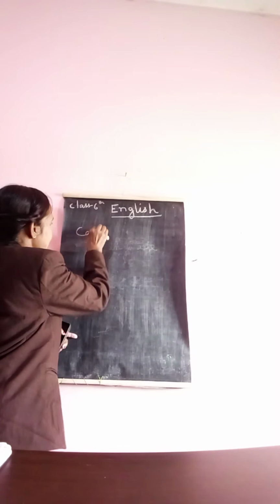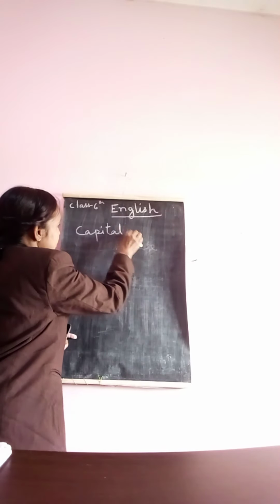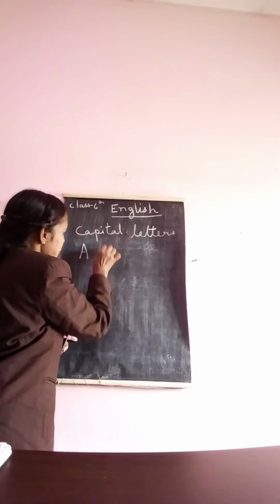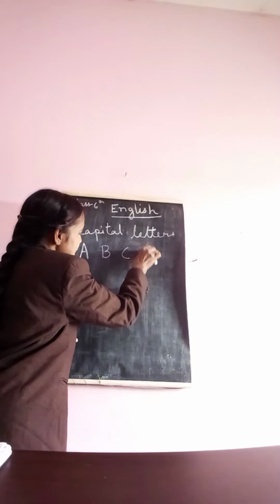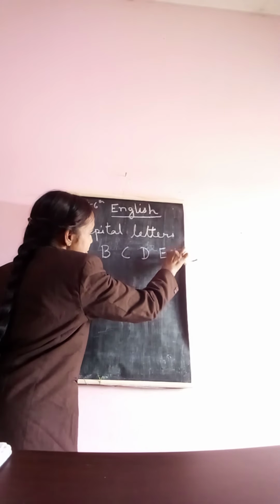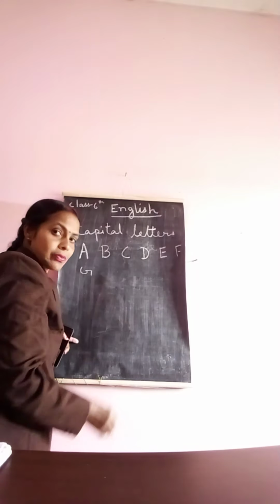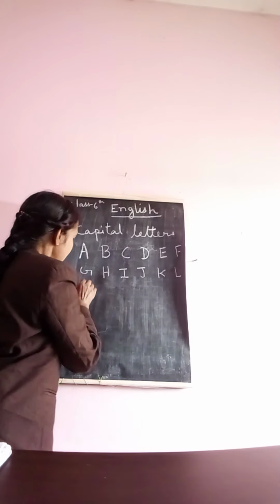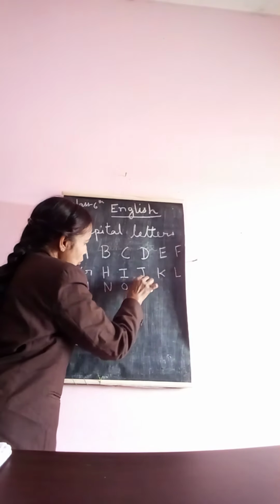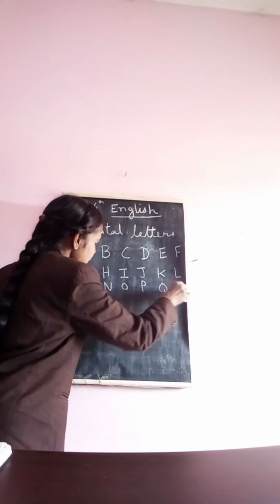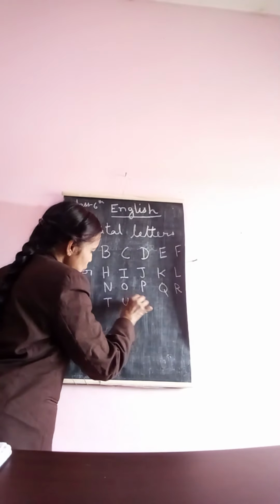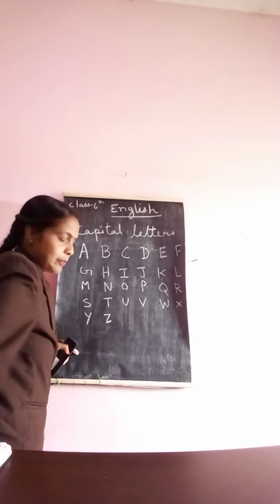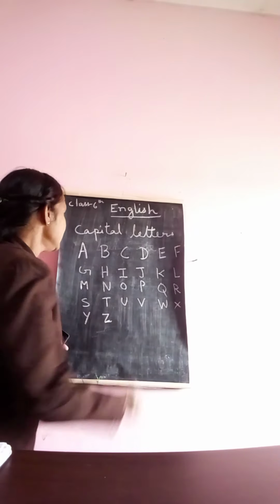Capital letters. This is A, B, C, D, E, F, G, H, I, J, K, L, M, N, O, P, Q, R, S, T, U, V, W, X, Y, Z. And these are capital letters.